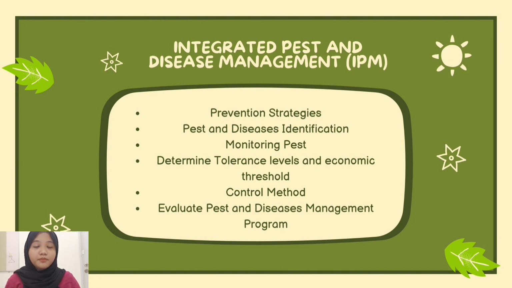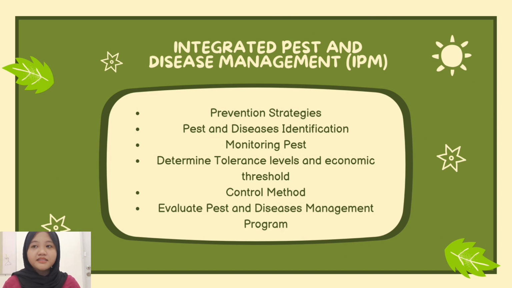The first one is prevention strategy. First step is to construct an IPM plan and then to think about prevention and management considerations that are most appropriate for you before planting. This includes a disease management program which requires thought in the crop production system in order to prevent and control disease development.